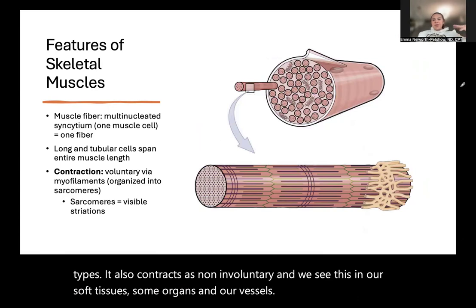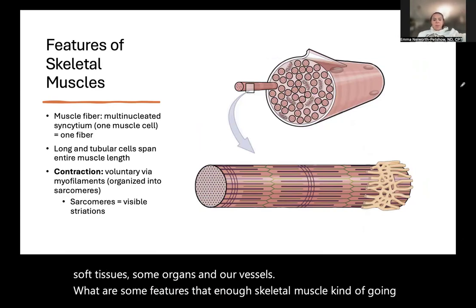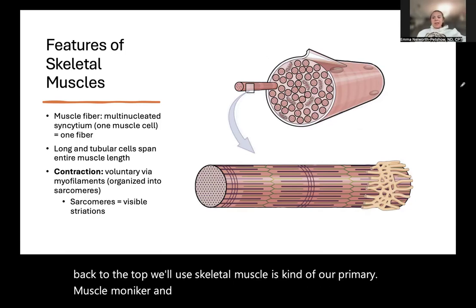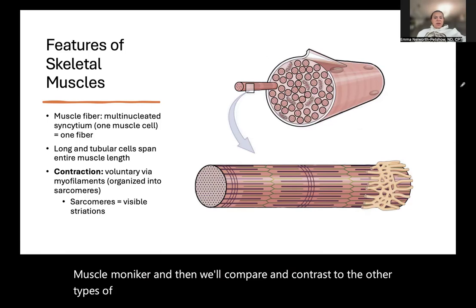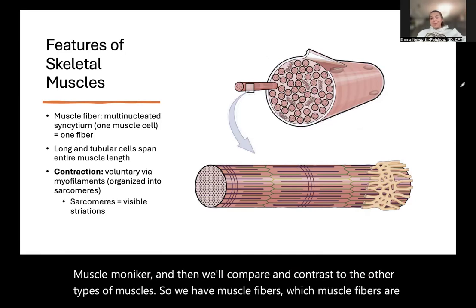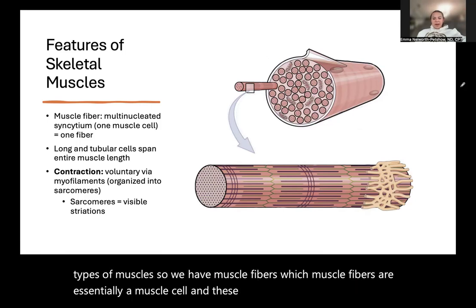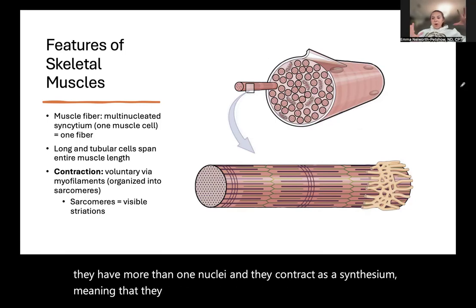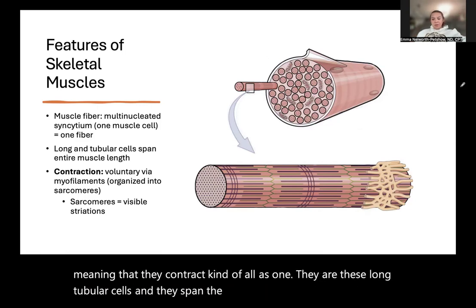What are some features then of skeletal muscle? Kind of going back to the top, we'll use skeletal muscle as our primary muscle moniker, and then we'll compare and contrast to the other types of muscles. So we have muscle fibers, which are essentially a muscle cell. And these are multinucleated, meaning they have more than one nucleus, and they contract as a syncytium, meaning that they contract kind of all as one. They are these long tubular cells, and they span the entire muscle length.